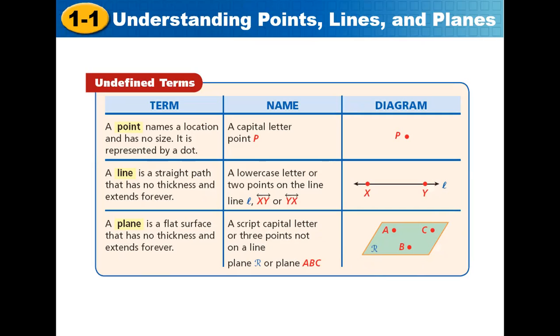A plane is named by a script capital letter or 3 points not on a line. So if I want to name this plane now, we can use a capital letter, okay? So we can say this is plane R, or plane ABC. It should be 3 points not on a line.